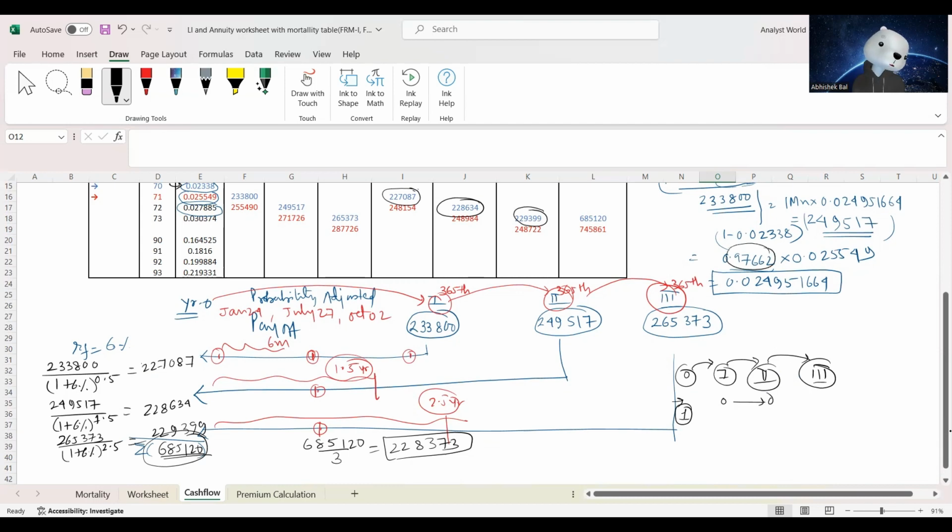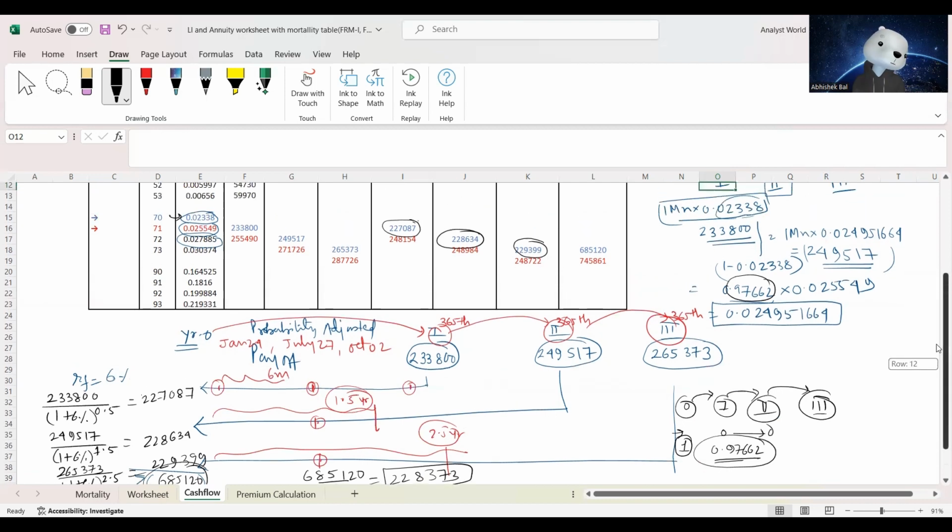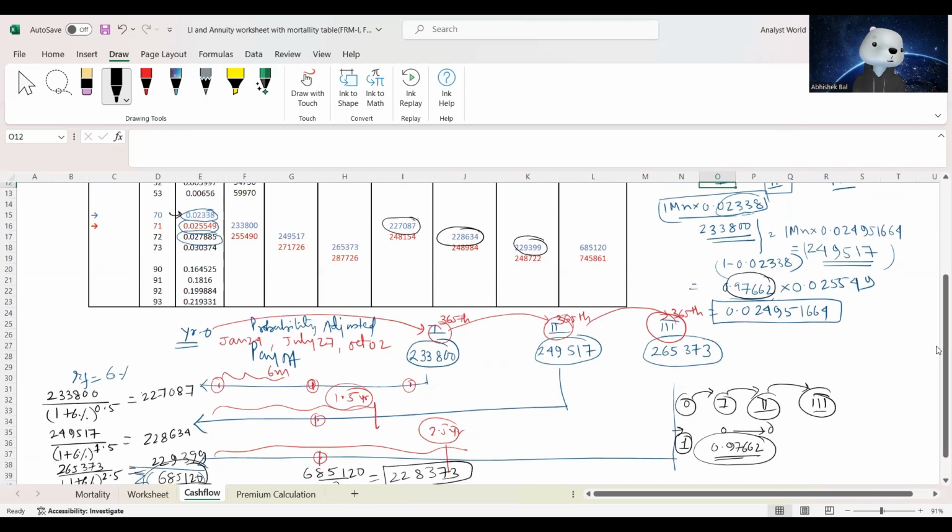Which happens to be, we just did this, 1 minus 0.02338, which happens to be 0.97662, right? And what about the third year? Well, the third year, again, the same principle will follow: we will continue to believe that he survives the second year. That is how he will make the policy payment for the third year. And what is the probability that he may survive the second year?